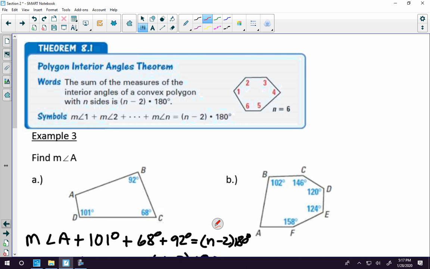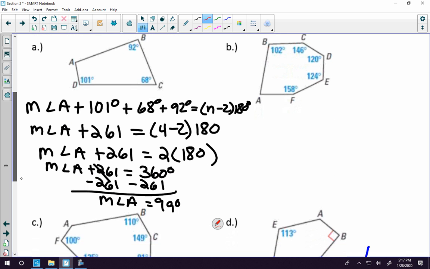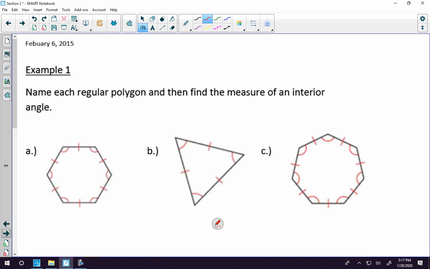We didn't do that here. There was no dividing because these weren't regular polygons. Let's do this at least one more time.